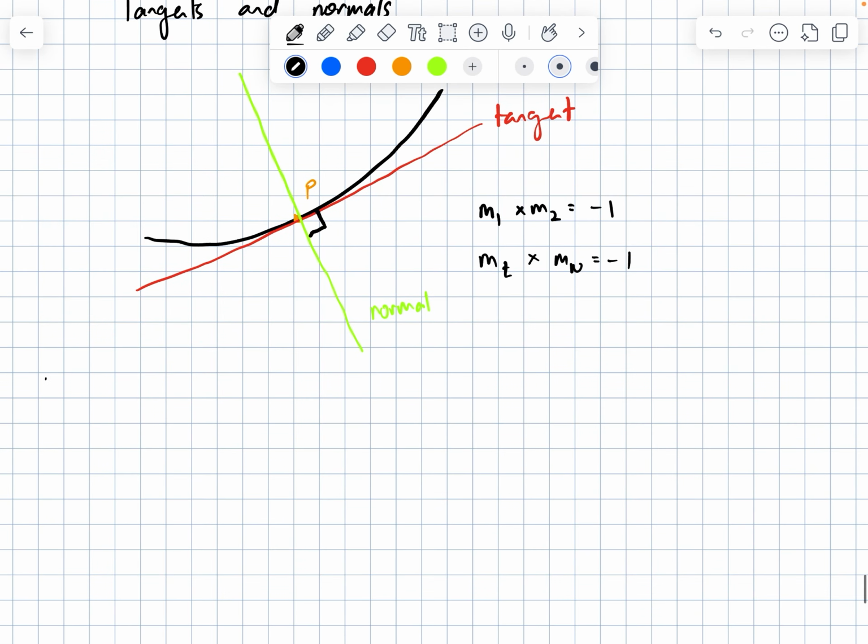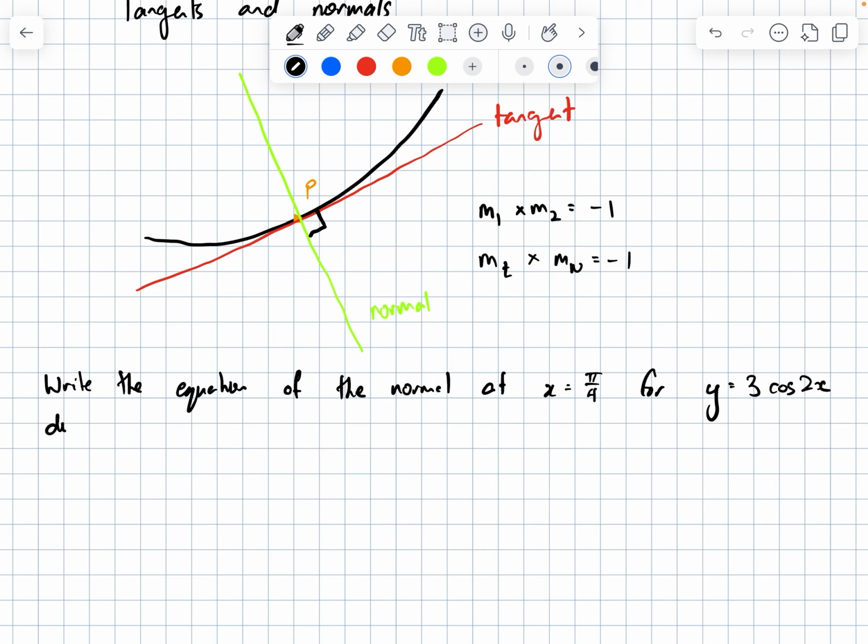So you may be asked to write the equation of the normal at x equals pi over 4 for y equals 3 cos 2x. Because this is a differentiation standard, of course we've got to differentiate first, and that will give us the equation of the gradient of the tangent.